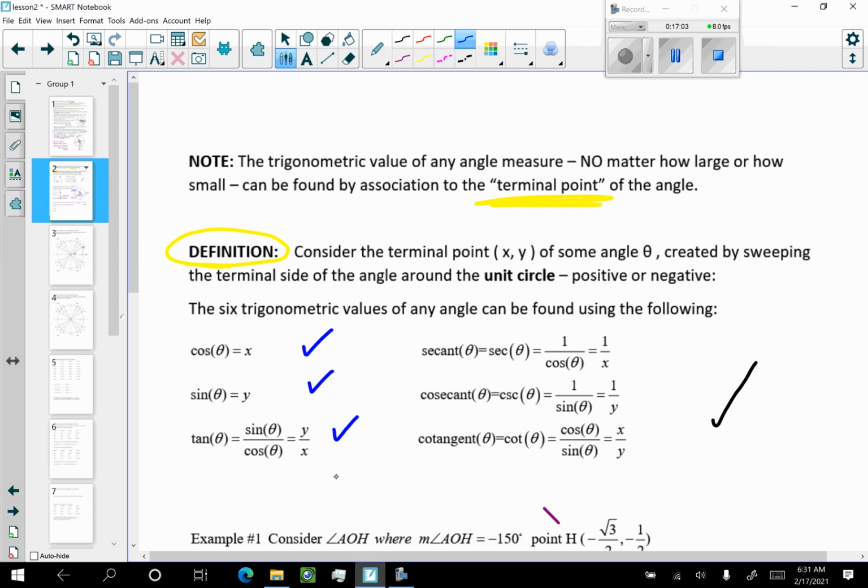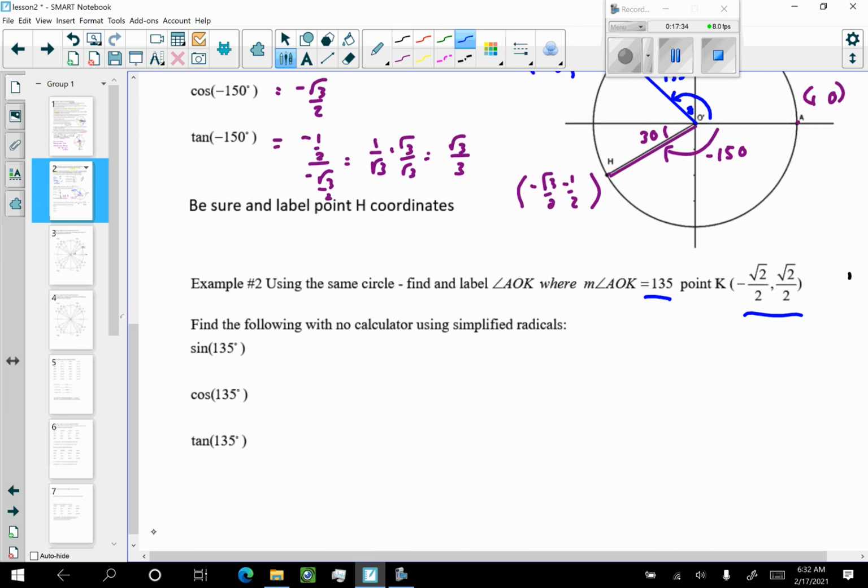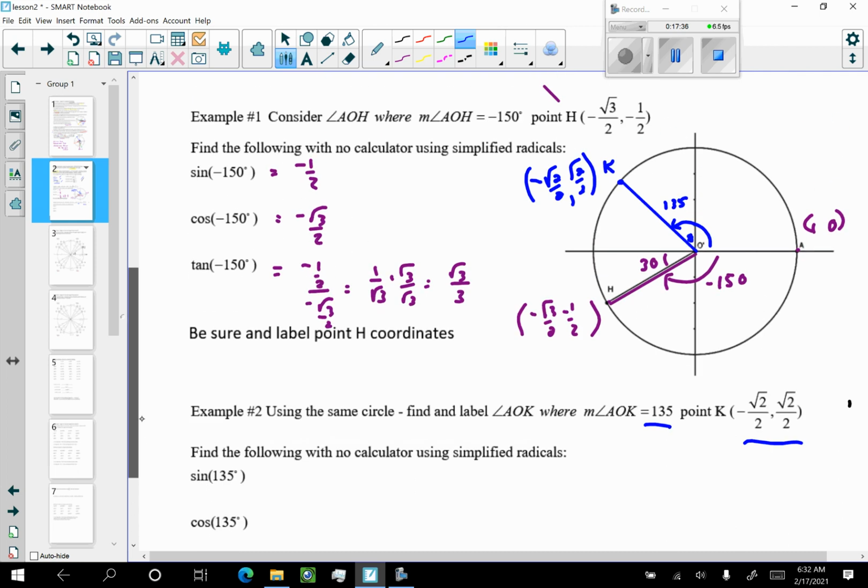The cosine is the x, the sine is the y, the tangent is the y over the x. The secant is 1 over x, cosecant is 1 over y, cotangent is x over y, or 1 over cosine, 1 over sine, cosine over sine. Because we are definitely going to need to know these other 3 trigonometric ratios. But the foundation is that the cosine of an angle is x, the sine of an angle is y, and the tangent of an angle is y over x. That's the foundation.